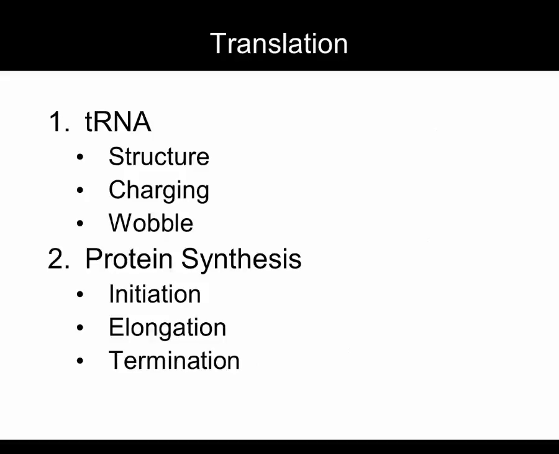First, we'll cover tRNAs. We talked about them briefly a couple lectures ago. They are the adapter molecules that connect mRNA codons to the appropriate amino acid. Then we'll discuss how ribosomes mediate tRNA-mRNA interactions and build polypeptide chains.